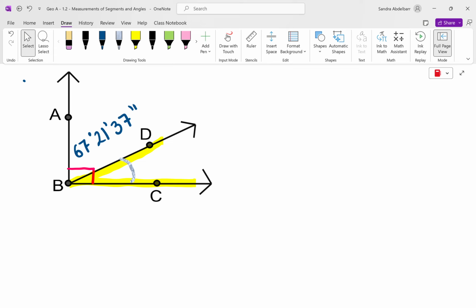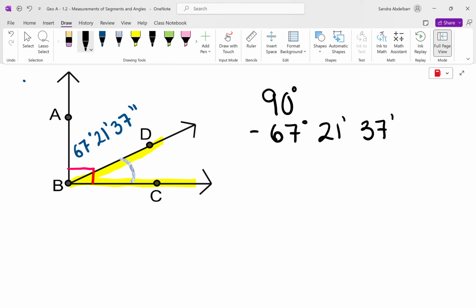So the whole angle is 90, the top angle is 60. What would the bottom angle have to be? Dylan. 30. What did you do? You got it. We would subtract the top angle from the whole angle. That's the same idea. We're going to take the whole angle, which is 90 degrees, and subtract from it 67 degrees, 21 minutes, 37 seconds.